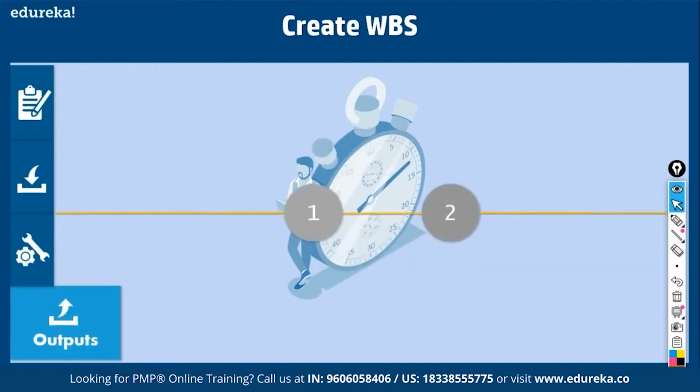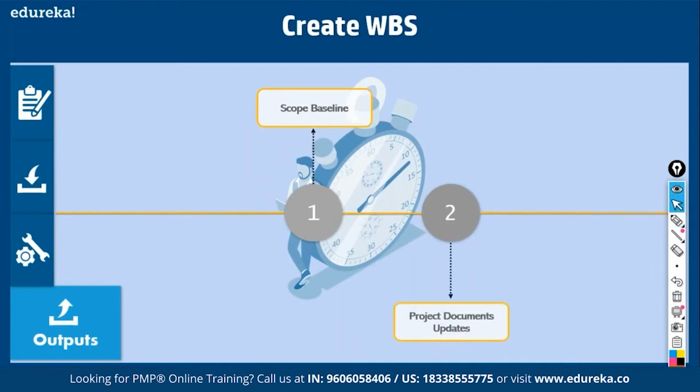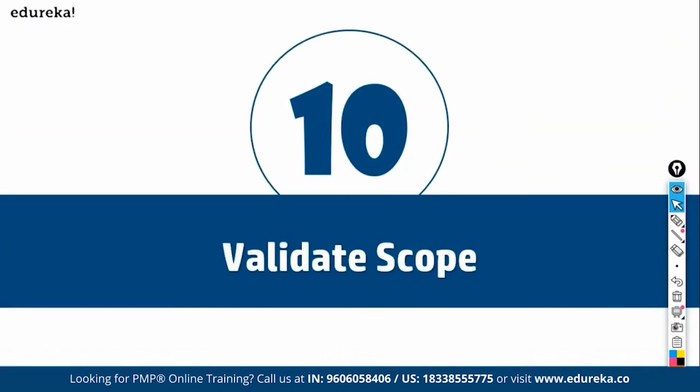Then the output is the scope baseline. Scope baseline means, let's say you come up with a WBS, you have hundreds of work packages in a project. So this is called a scope baseline. Okay, fine. What else do you come up with? The next thing is that project documents are updated. So that's about creating WBS. Now what have we done? We have collected requirements, created a scope statement, and from the scope statement we created a WBS. Now the WBS gives an idea to the team members to decompose each work package into activities and plan to deliver them, isn't it?